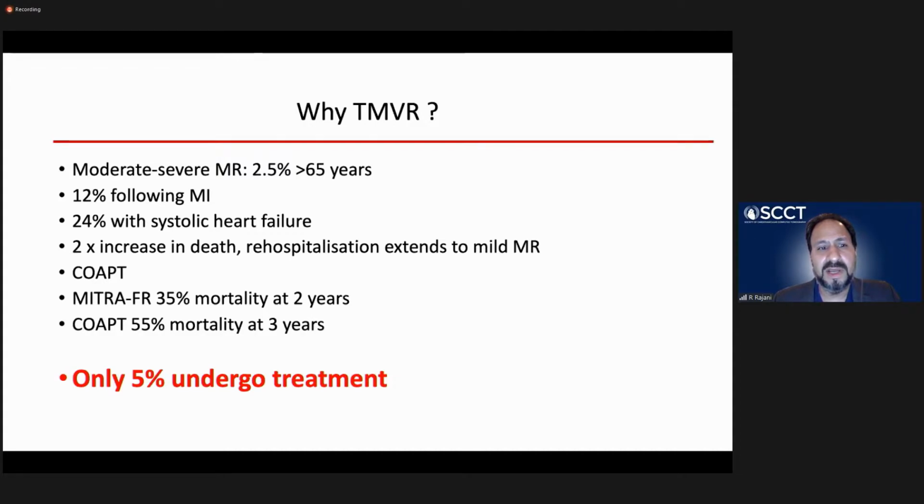And we can see from the COAPT and MITRA-FR data that there is a 35% mortality at 2 years in the MITRA-FR study, and in the COAPT study, a 55% mortality at 3 years. Now, despite all of these startling facts, only 5% of patients actually undergo treatment.